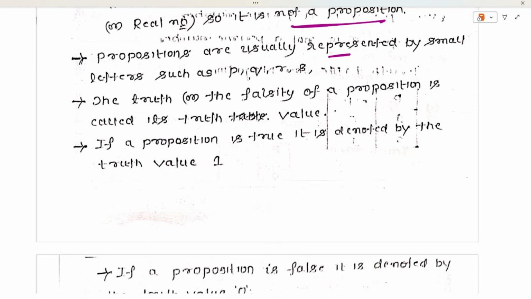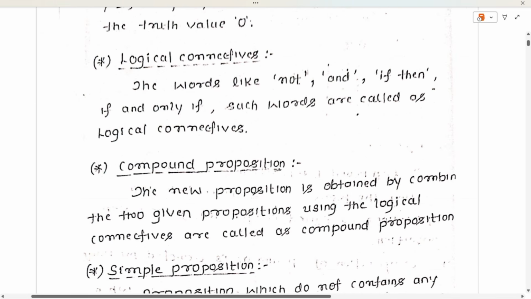Propositions are usually represented by small letters such as p, q, r, s and so on. You can see this theory part. I'll be explaining just the important concepts. If you want the same notes, you can DM me on Instagram.